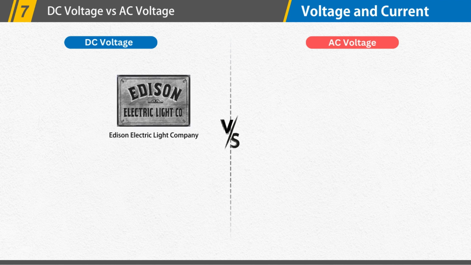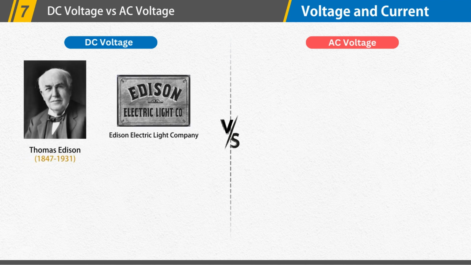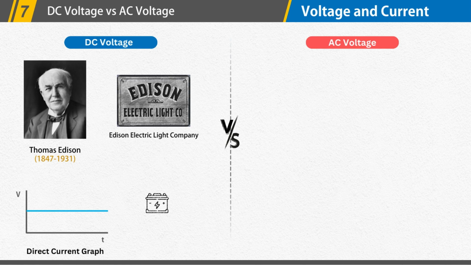Edison Electric Light Company, founded by Thomas Edison, promoted DC voltage or direct current voltage. It is a steady voltage that flows in one direction through a circuit. This means that the voltage does not change its polarity or magnitude over time, and it is commonly used in batteries, electronic devices, and some power systems.